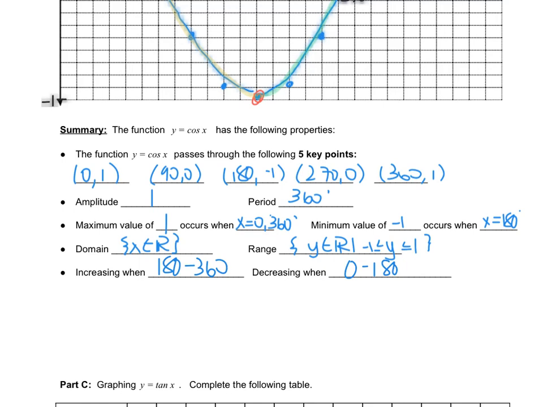And again, the cosine is very quick to graph as long as you remember you're starting at your maximum of 1 and then following the shape. And every key point occurs every 90 degrees.